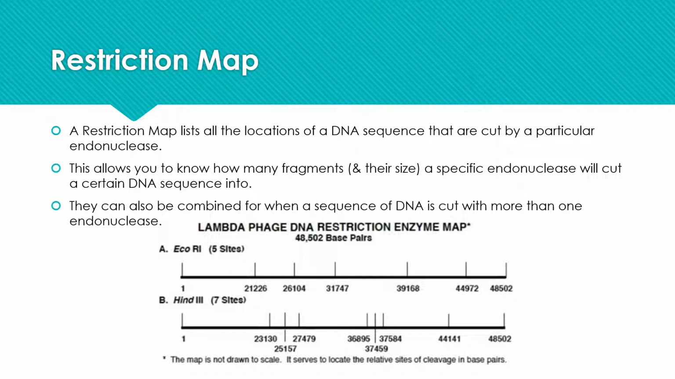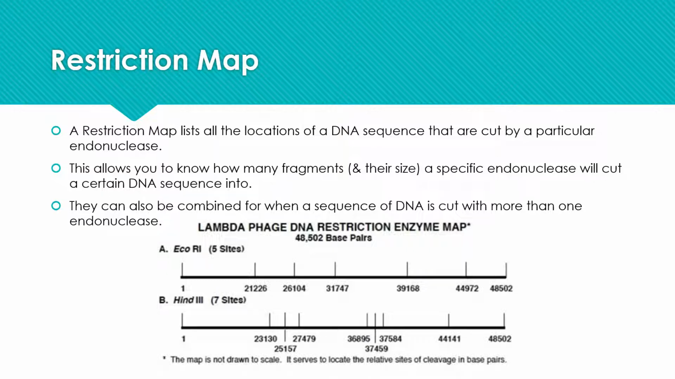So this is really valuable because what it can let you do is work out, based on previous experimentation that has generated this, how many fragments and the size of the fragments you would expect a specific endonuclease to cut this specific DNA sequence into. The other thing is if you are adding 2 different endonucleases together, or even more than that, you can take those endonucleases' restriction maps for your specific DNA sequence and you can combine them to work out where you expect all the cuts to be made, and therefore all the different fragments.